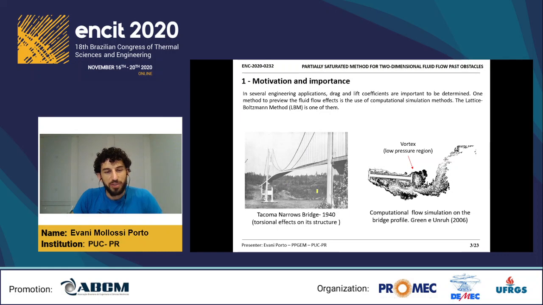Below I have a picture of the Tacoma Narrows Bridge that failed in 1940 in the United States due to torsional effects on its structure. At the time, if you had some computational fluid flow simulation, we could identify that vortex will happen after the bridge profile, so the design could be changed at the time. But at the time they didn't have such a tool like this, and we had big trouble in the past.